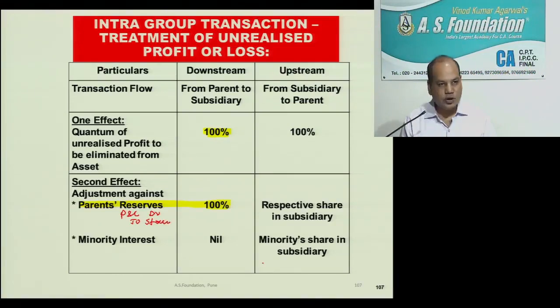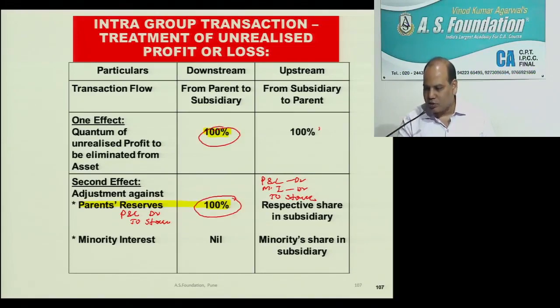But if it is an upstream, who has got a share in the subsidiary profit? Holding and minority. Then in that case, my entry will be P&L account debit, minority interest account debit to stock. In both cases, from the stock, we are going to remove the 100% of the profit. So one adjustment is common, upstream or downstream. From stock, remove the 100% of the unrealized profit or loss.